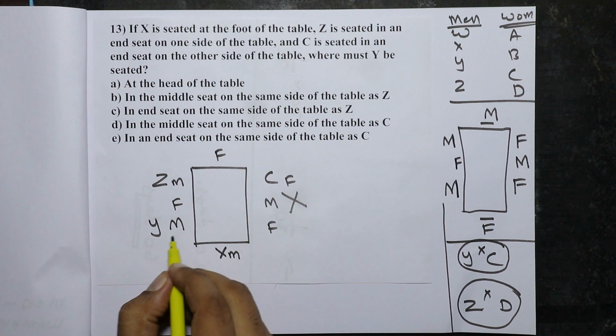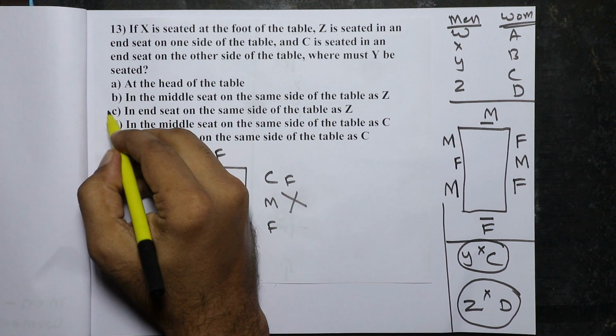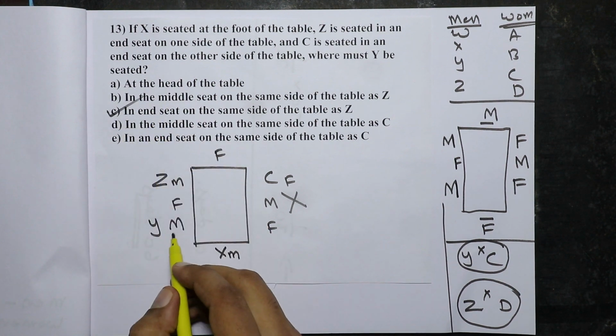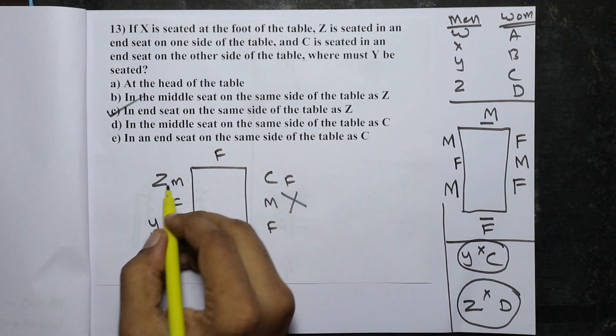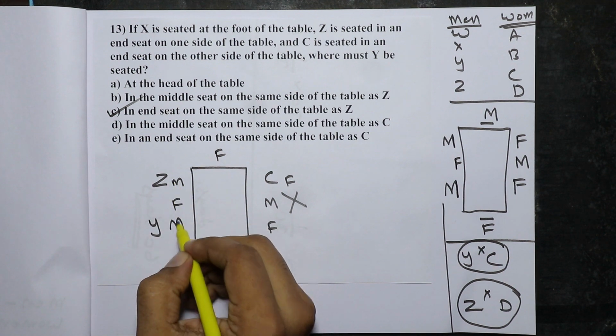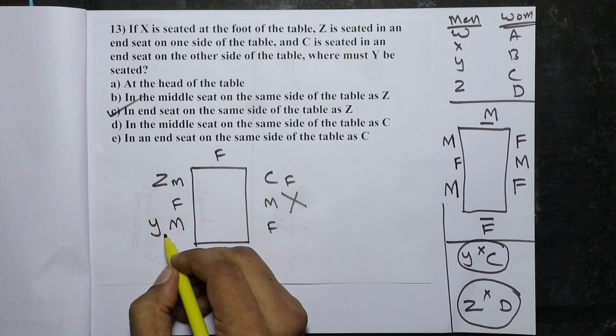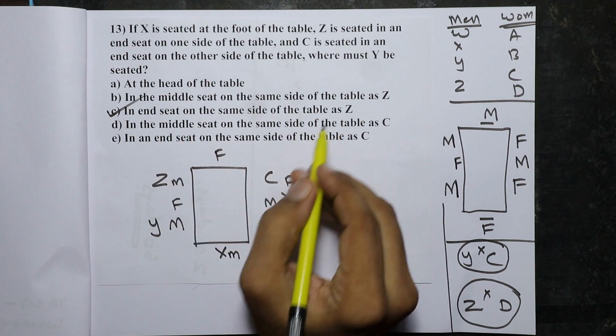So the position of Y, that is option C, in an end seat on the same side of the table as Z. So on the same side of the table as Z, but on the end seat. So option C is the right answer.